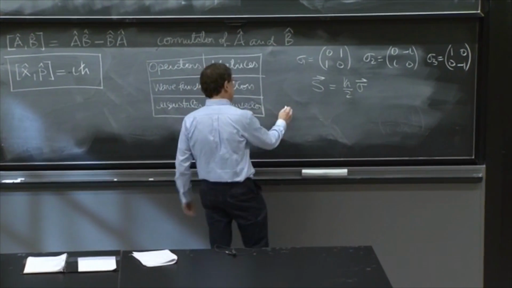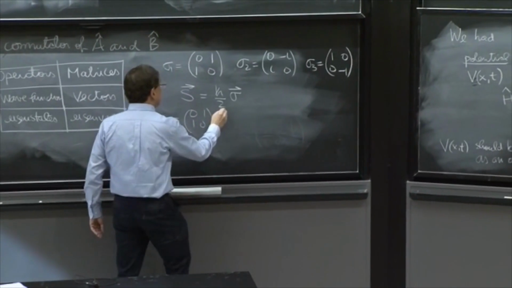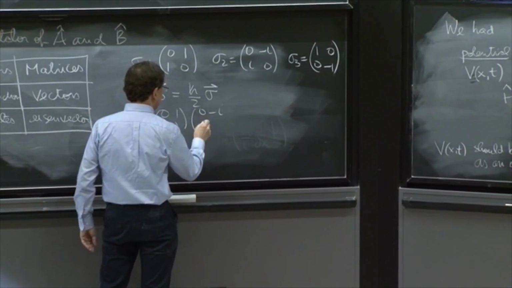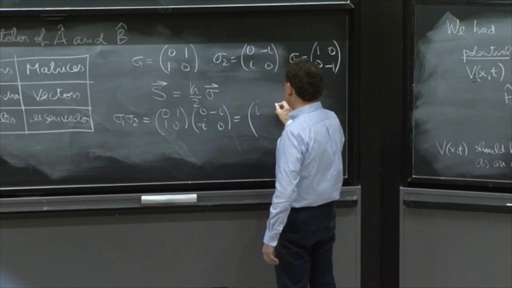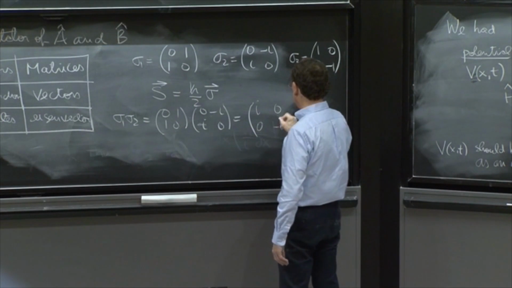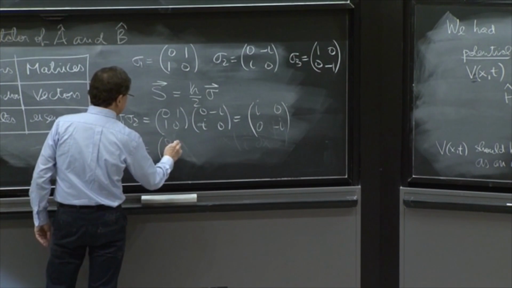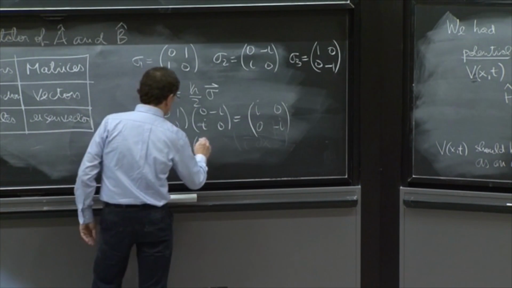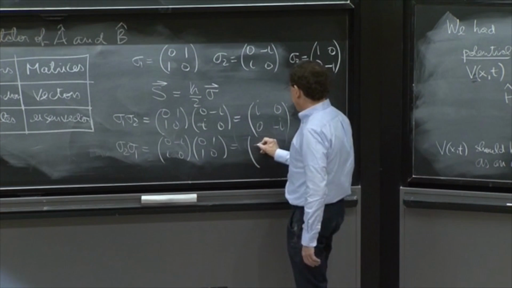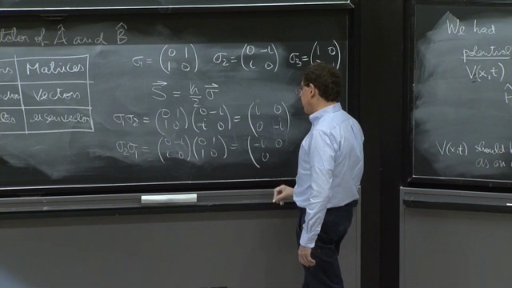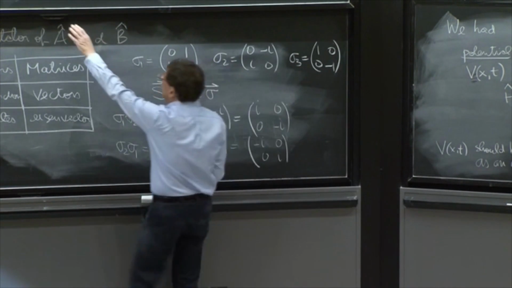And you can do simple things like sigma 1 times sigma 2. 0, 1, 1, 0 times 0, minus i, i, 0. Let's see if I can get this right. i, 0, 0, minus i. And you can do sigma 2, sigma 1. 0, minus i, i, 0 times 0, 1, 1, 0 equals minus i, 0, 0, i. So I can go ahead here.